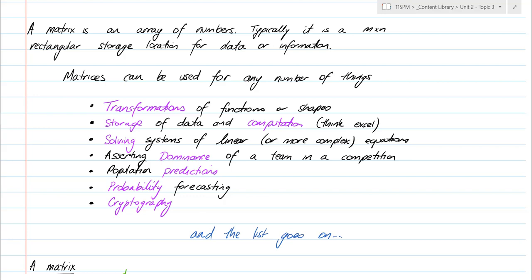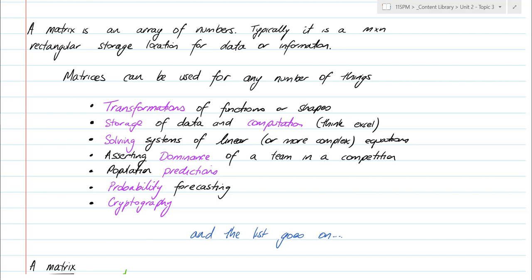So a matrix in general is just an array of numbers. It's a little bit like a spreadsheet. It's just got a set of cells and you put numbers into it. And the vectors we did in the first topic are a special type of matrix with a special meaning that we applied in a couple of different areas in that first topic. So matrices can be used for transformations of functions, which we will do, and storage of data and computation, which is actually a topic coming up very soon in the Math General unit.